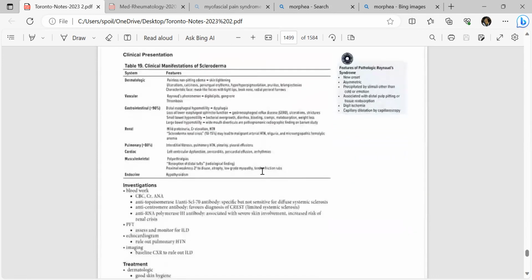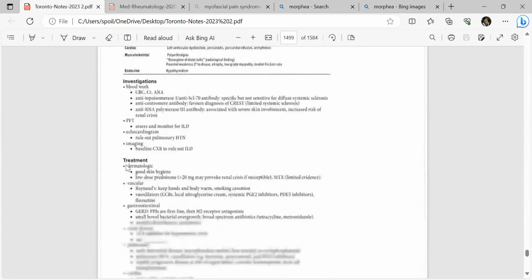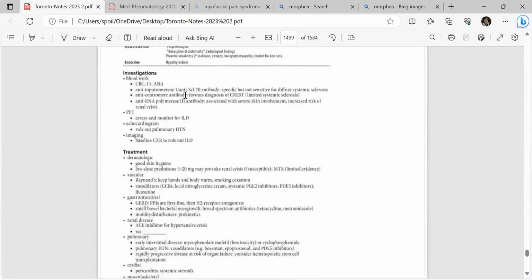The investigations are a blood workup: CBC, creatinine, anti-topoisomerase antibody, anti-centromere antibody for CREST limited, and anti-RNA polymerase antibody. Do PFTs and monitor ILD. Rule out pulmonary hypertension, with a baseline chest X-ray to rule out interstitial lung disease, and pulmonary function tests, because the lung is involved, with pulmonary hypertension and lung fibrosis.